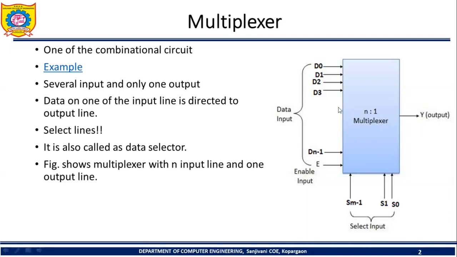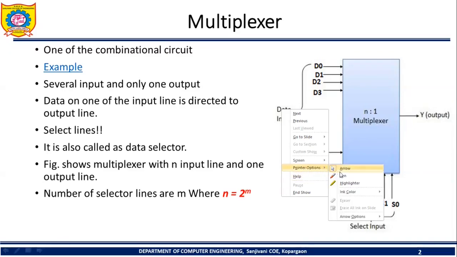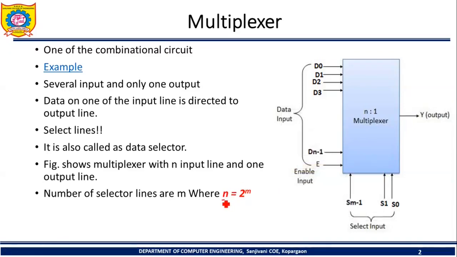Now in this multiplexer, how many selector lines have we shown? We can see that these are the selector lines S0 to Sm minus 1. So here I can say that in this multiplexer we have a total of m selector lines. Now there is a relation between the number of input lines and the number of selector lines. So what is that relation? n is equal to 2 raised to m. Here n is nothing but the number of input lines, and m is nothing but the number of selector lines.